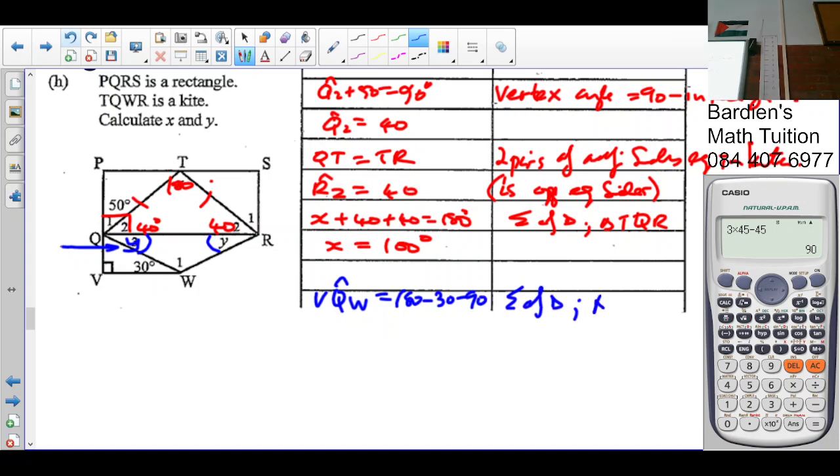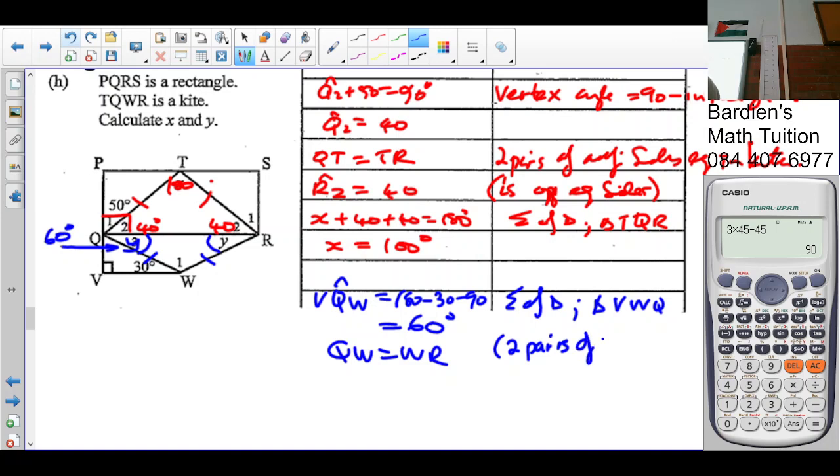Sum of triangles is triangle VWQ. So that's going to give us an angle of 60 degrees. Then we see that Q2 is equal to y. Before we say that, we must first say that QW is equal to WR. Why? It's going to be two pairs of adjacent sides equal in a kite.